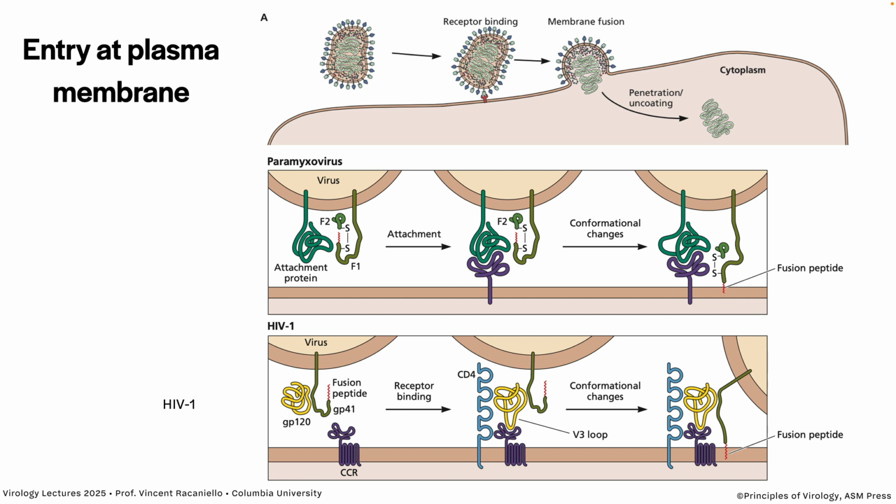So the key here is that fusion's regulated. It's regulated in this case by either one or two receptor interactions, because you don't want this fusion protein just flipping around, fusing with anything it bumps into. That would be very inefficient, right? You want it to fuse with cells that have the right receptor.